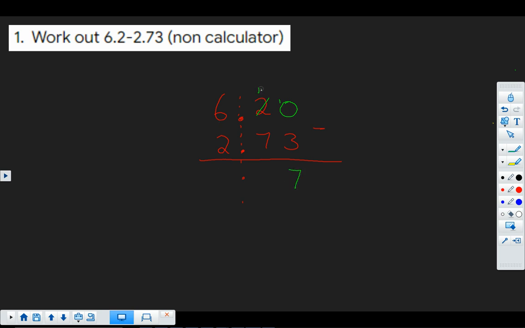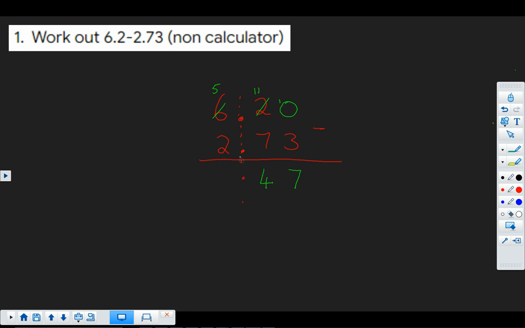Same situation again. 1 take away 7. 7 is bigger than 1. So I'm going to take something 10 times bigger from this column here. So my 1 has had 10 added to it, so it's now 11. 11 take away 7 is 4.